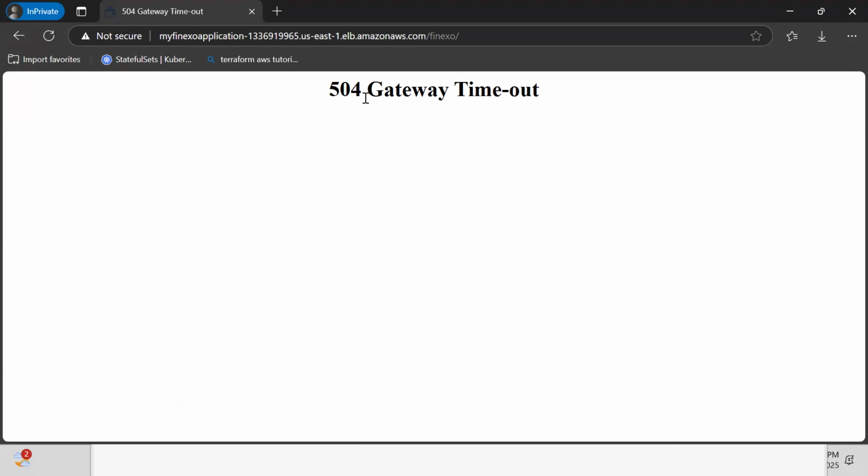I have used the application load balancer here. Do a similar setup with a network load balancer also. How to enable path-based routing and all this, we'll discuss in the next sessions.